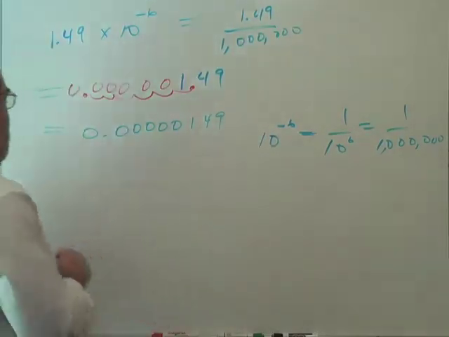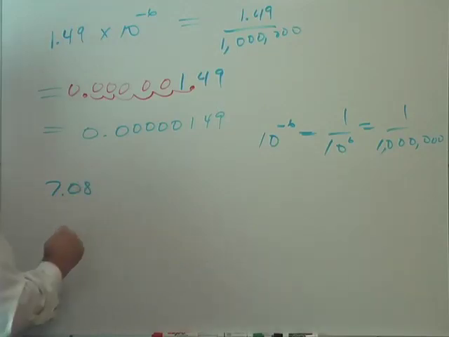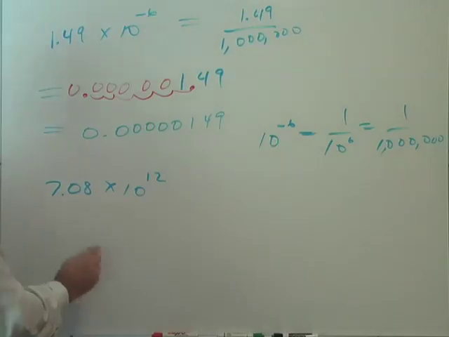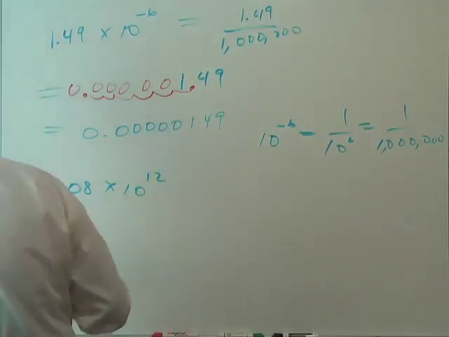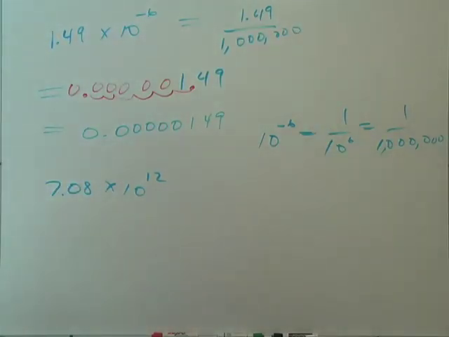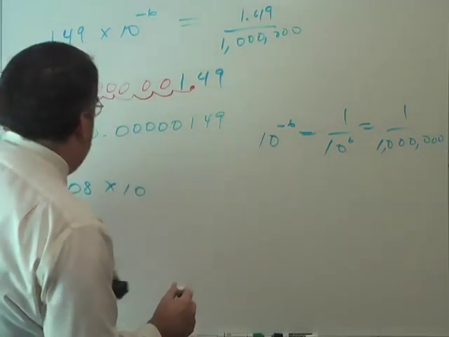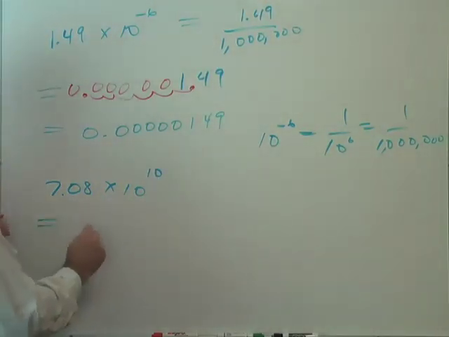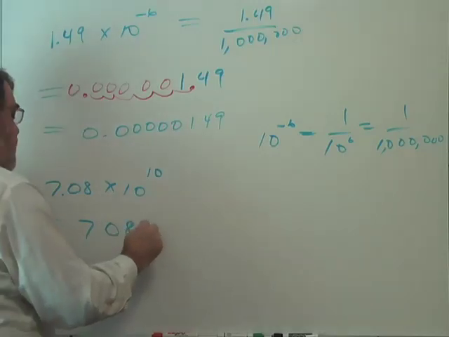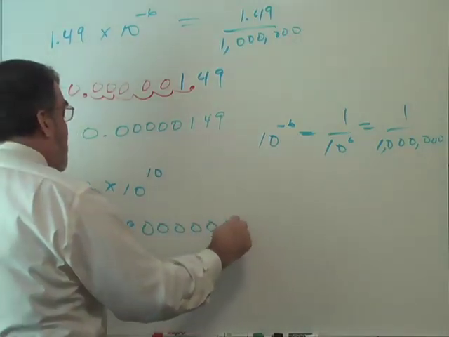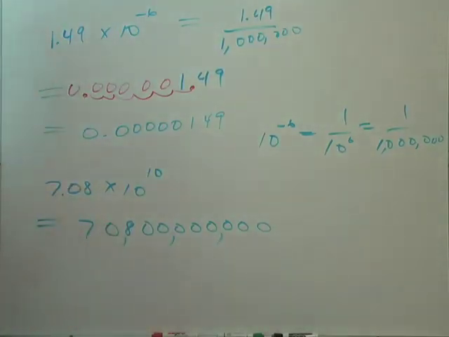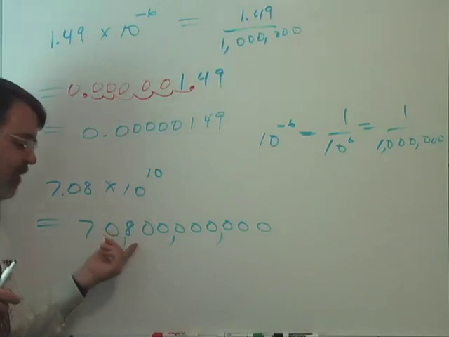To take a very large number like 7.08 times 10 to the 12th power, well, let me use a different power. I think I used 12 before. Let's make it 10 to the 10th. This would be 7, and then there's 10 places afterwards: 1, 2, 3, 4, 5, 6, 7, 8, 9, 10. All right, now the 0.08 went here.